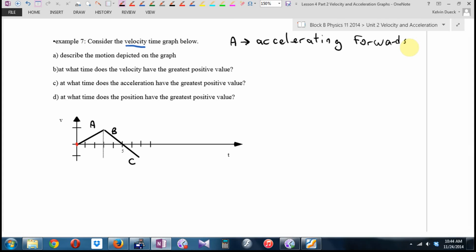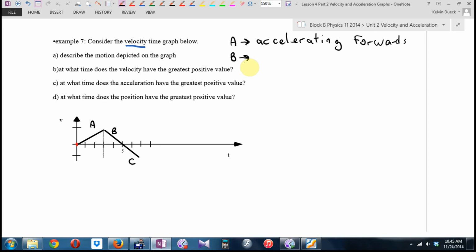Now, right at time 3, are we going backwards? No. But what are we doing in section B? By the way, how do I know we're still moving forwards? Because my height is my velocity. Is my height above 0 or below 0 in section B? Above 0. So what would that mean as a direction? Forwards.